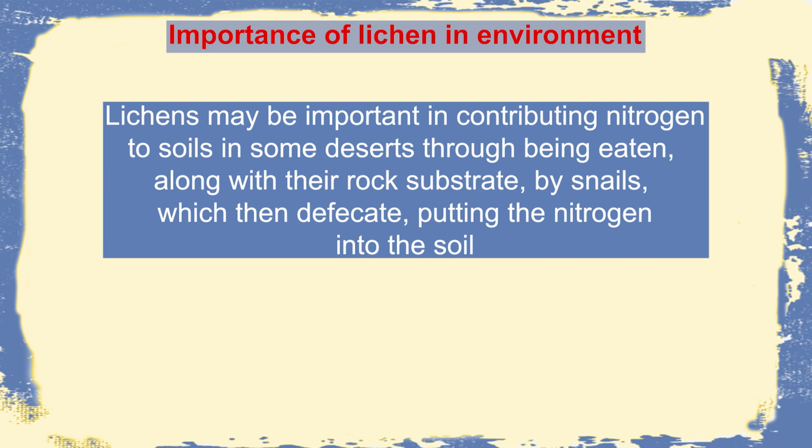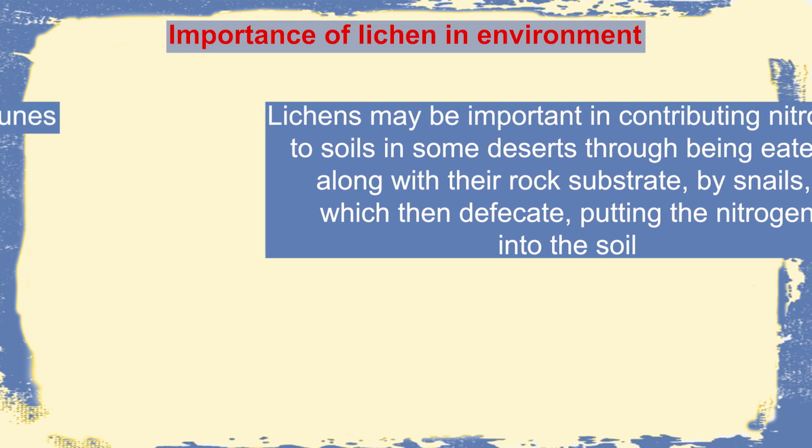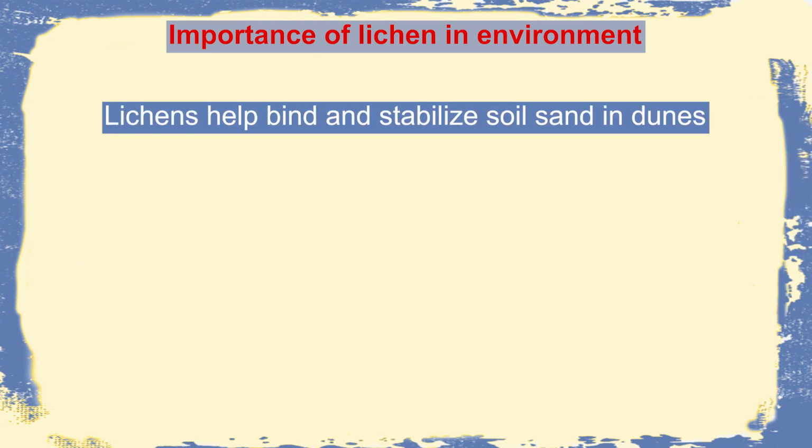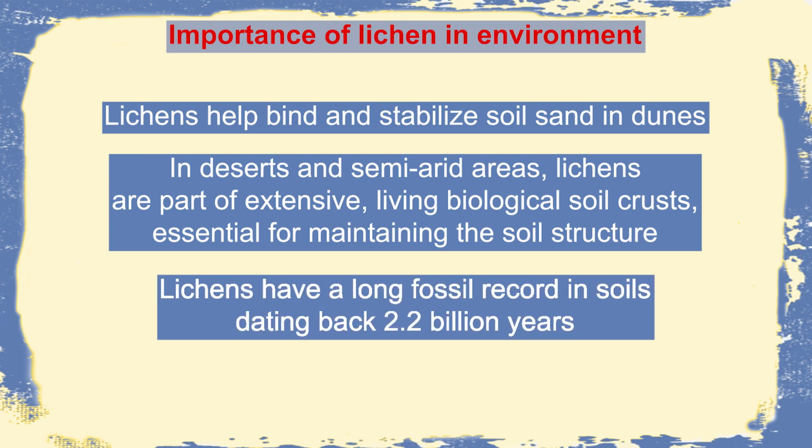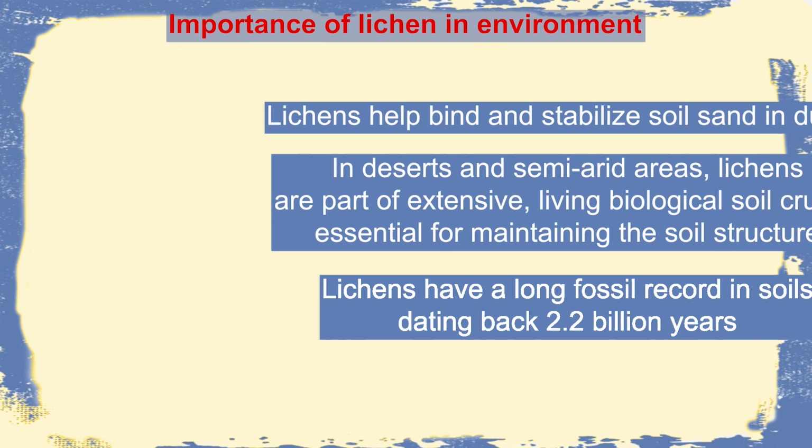And sometimes this nitrogen diet is taken up by mollusks like snails, and they defecate and again put the nitrogen back into the soil. Lichen can also help in stabilization or binding of sand dunes, so they can act as sand binders. In semi-arid conditions, lichen helps in maintenance of soil structure, and this is not for one day. The lichen record shows that fossils of lichen can be dated back to 2.2 billion years. So lichen is a very old customer in this world.